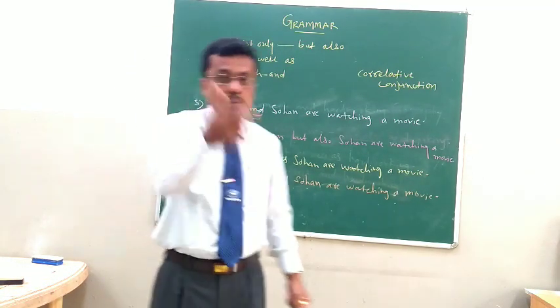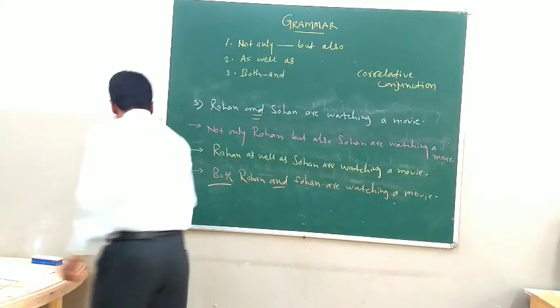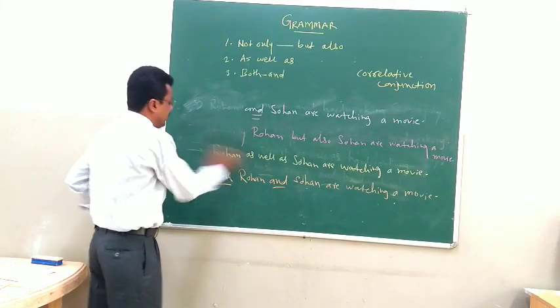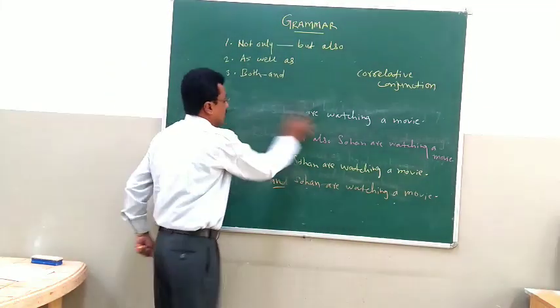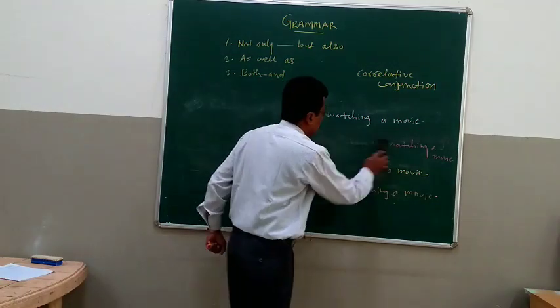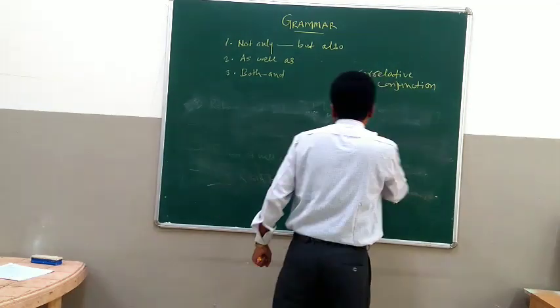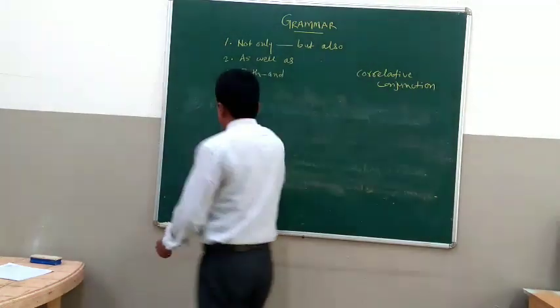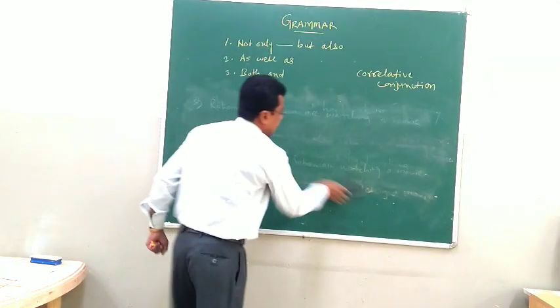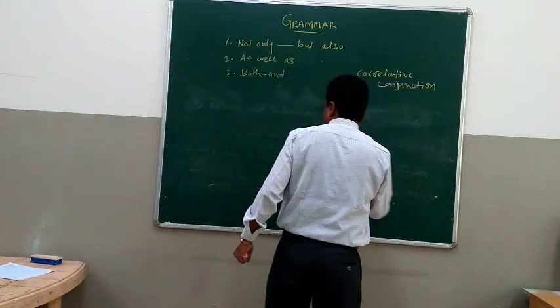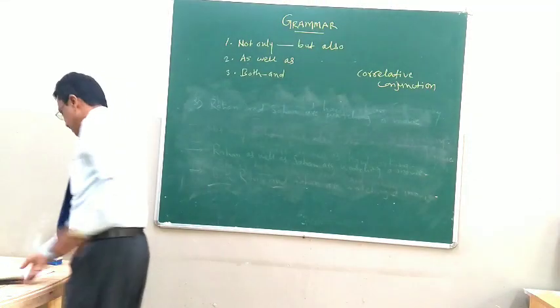We will see one more example of the particular not only but also, as well as, and both and. These are the proper correlative conjunctions, making two sentences into one, and this is very important.